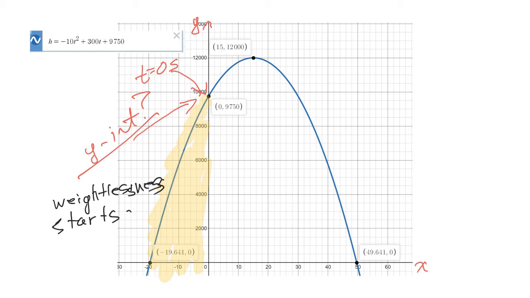Starts at t equals 0. Okay, so the plane is flying and now it's actually weightless from here all the way to, I don't know, maybe here or maybe down here, but we'll figure it out. But it actually starts its weightlessness right where our green marker is, right? So its weightlessness starts at time 0, which means that we also know its height. And in this case, its height is 9,750.